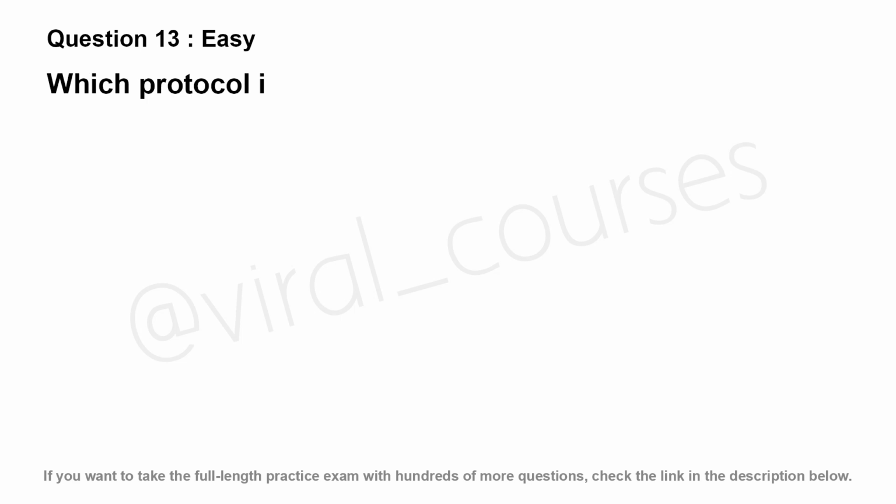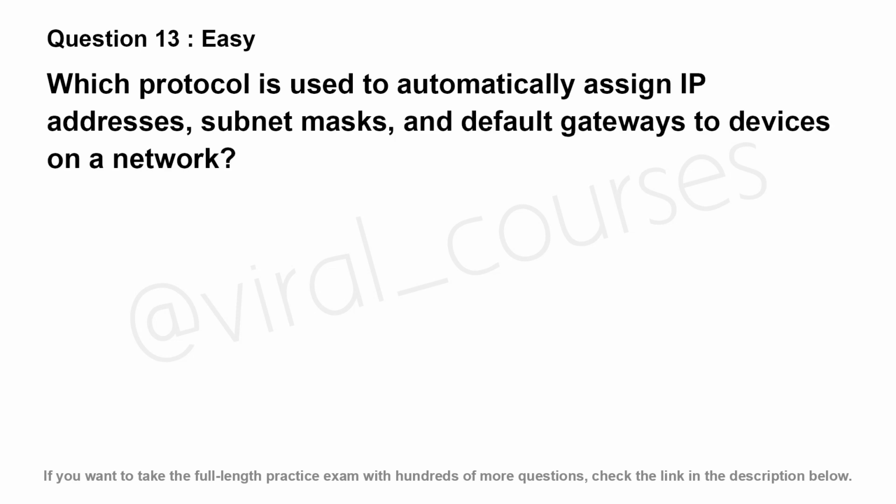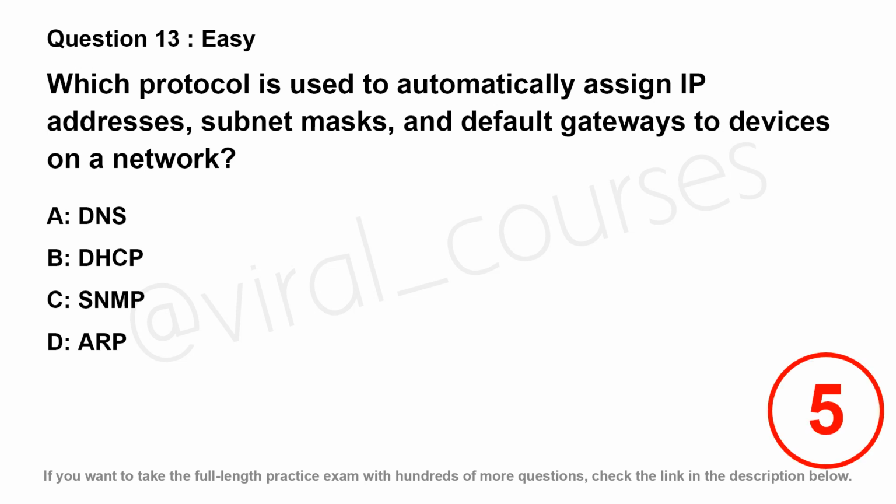Which protocol is used to automatically assign IP addresses, subnet masks, and default gateways to devices on a network? Option A, DNS. Option B, DHCP. Option C, SNMP. Option D, ARP.